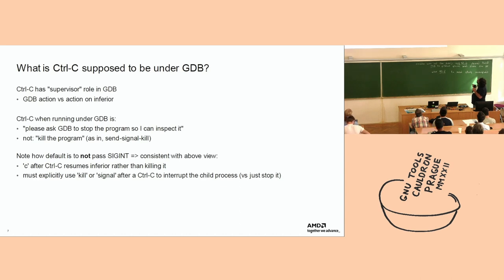And another thing is that note that the default is not to pass SIGINT to the process, so that it's already consistent with the view that you type Ctrl-C, but you're not really intending the SIGINT to reach the target process. So GDB normally hides it from the process. You can change it with the handle command, but by default the setting is to not pass it. Of course, if you want to actually send a SIGINT to the process, you can. You can use the kill command on the shell or signal in GDB. This is a GDB command. It's like continue, but passes a signal.